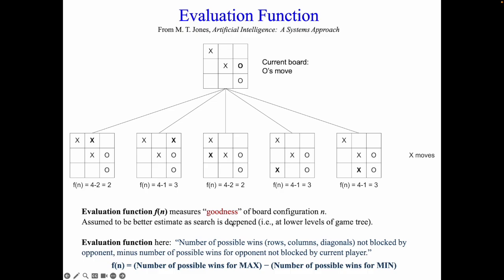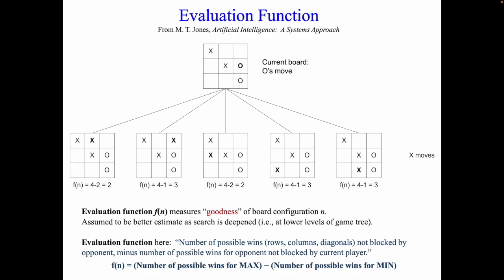So the evaluation function measures the goodness of a board configuration. So how do we do that? You consider the number of possible wins for your max, which is X here, and you subtract the number of possible wins for the opponent. So what does that mean? For example, here, if you want to calculate the f of n, you see how many possible wins we have that are not blocked by the O for X. How many possibilities do we have that X wins here? So one possibility is this one. So we have all X in the first row.